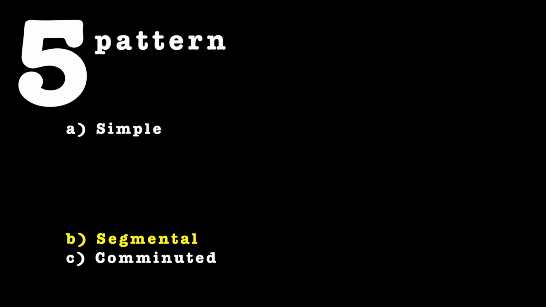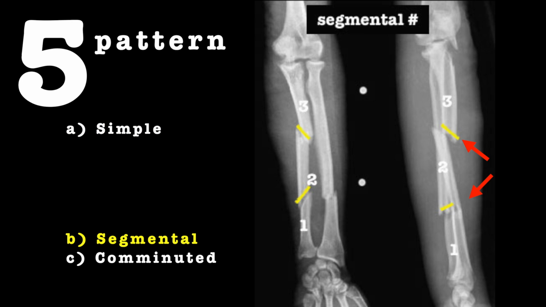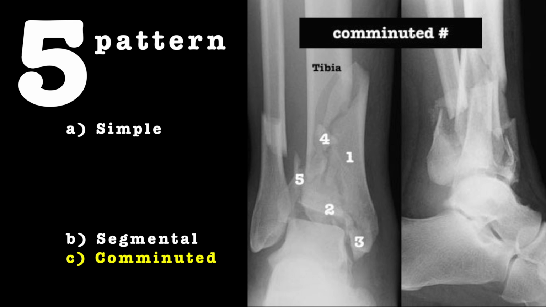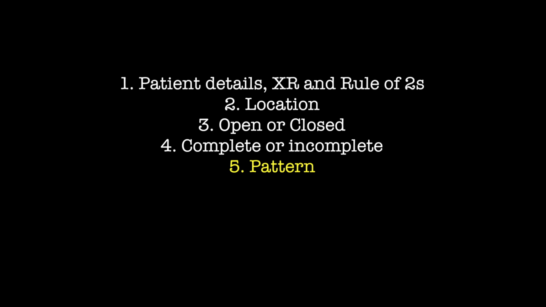A segmental fracture is when the bone has been broken in two parts, leaving one segment unattached with no lateral stability. This is a segmental fracture of the ulna. And lastly, a comminuted fracture has multiple fracture lines and many bone fragments, as you can see in this example. There's a comminuted fracture of the tibia and a simple transverse fracture of the fibula.